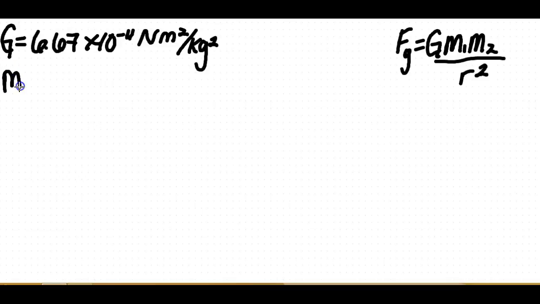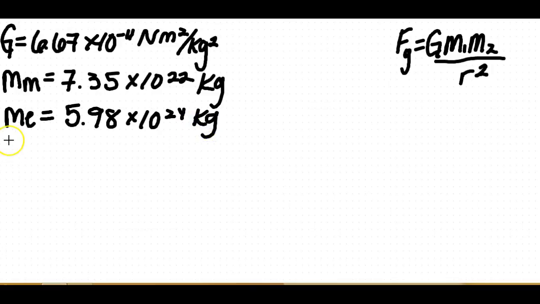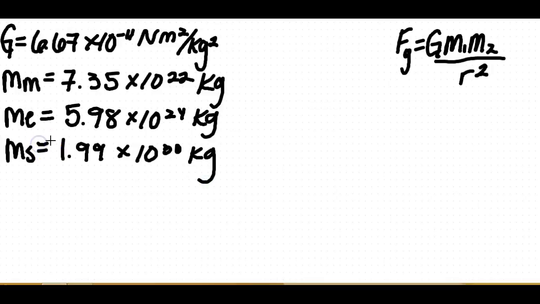So the mass of the moon is 7.35 times 10 to the 22nd kilograms. And that 10 to the 22nd is important. The mass of the Earth is 5.98 times 10 to the 24th kilograms. And the mass of the Sun, which is much bigger, is 1.99 times 10 to the 30th kilograms. Okay, so we're going to do two separate equations on this.